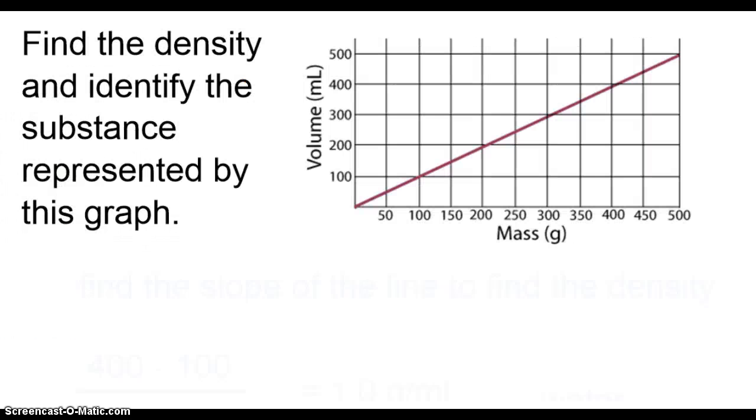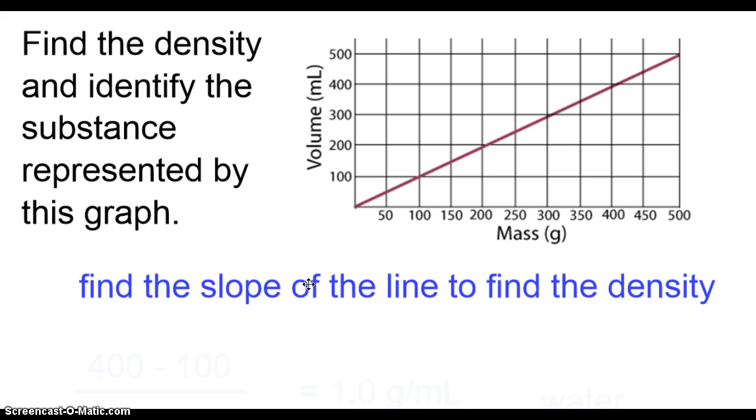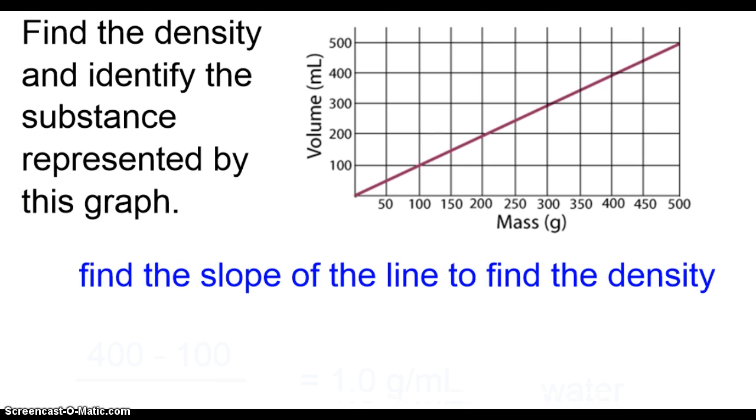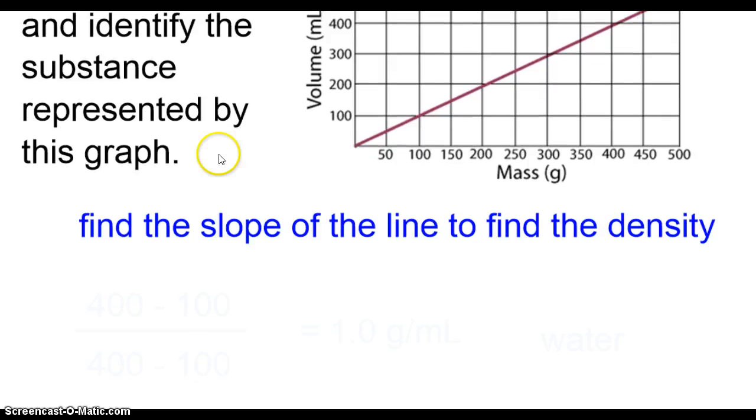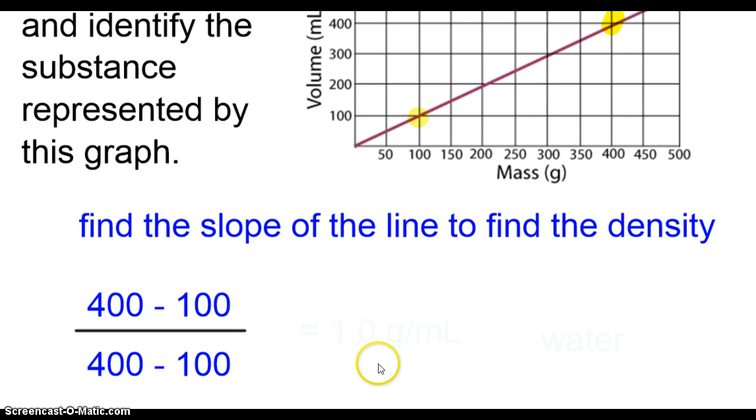Now the last thing you can do with density is interpret a graph. So we have mass as our x-axis and volume as our y-axis. We know that density is mass divided by volume, so all we have to do is find the slope of the line to find the density. To do that, we just pick two points. I'm going to pick this point here at 400 and 400, and this point here at 100 and 100. So that gives me 300 divided by 300, which is 1 gram per milliliter.